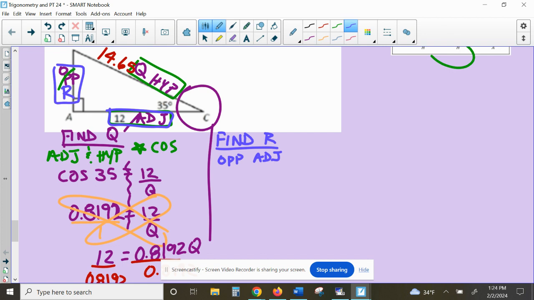That means I'll be using what? Tangent. Tangent is the winner. Okay, go ahead and set up your equation for tangent.